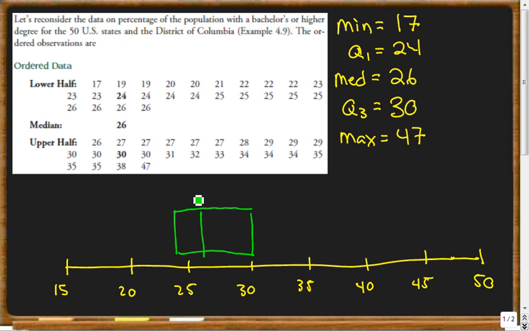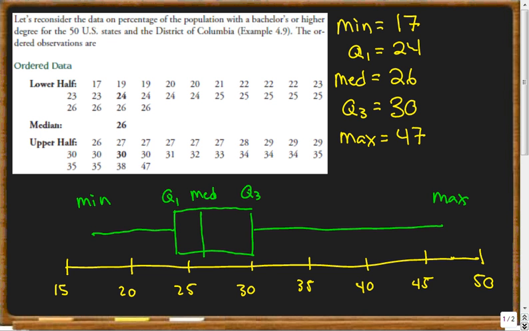Again, we've got our median, our Q1, our Q3, and we need to draw lines out to our min and max. Our max is at 47, so we are all the way over here, and our minimum is at 17, so we are all the way back here. Now that's a skeletal box plot, and there's nothing more to it.